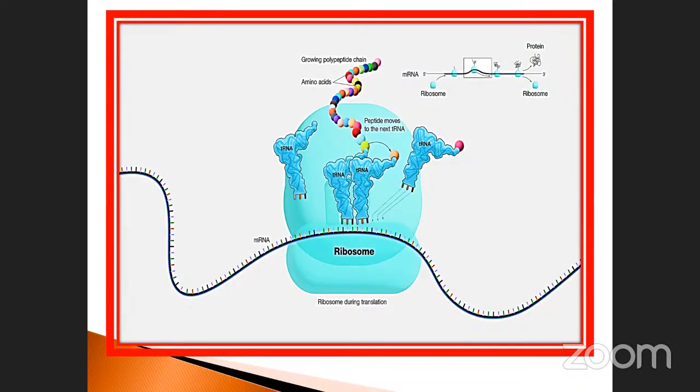Prokaryote contains 70S. Eukaryote contains 80S. Two subunits are there.